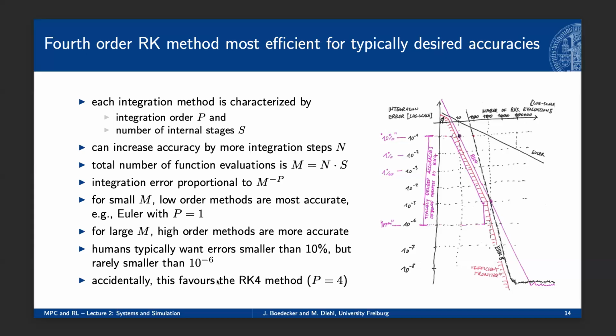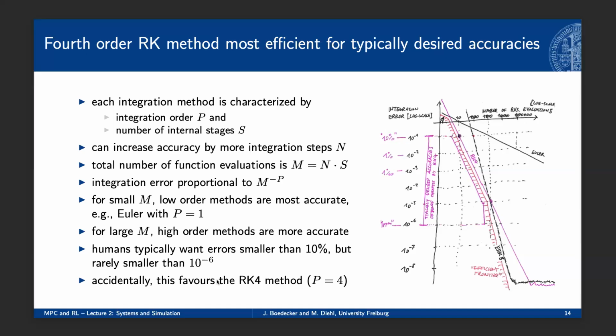And now it turns out that the integration error for all these methods with a given order P is proportional to M to the minus P. Yeah, so the more steps you do, the smaller the error, obviously, but it shrinks with this minus P in the exponent, and that's the exciting part of it, right? So for small M, it turns out that low-order methods are most accurate. For example, the Euler method, which has just the order 1, is most accurate if you want to do 1 or 2 steps. Yeah? And the accuracy might be as good as 500% wrong, for example, or 100% wrong, something in this order.